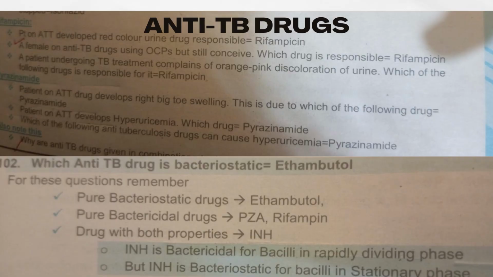About rifampicin, the red color urine drug is responsible. A female on anti-TB drug using OCPs but still conceived. Which drug is responsible? So that is rifampicin. A patient undergoing TB treatment complained of orange-pink discoloration of urine. Which of the following drugs is responsible for it?